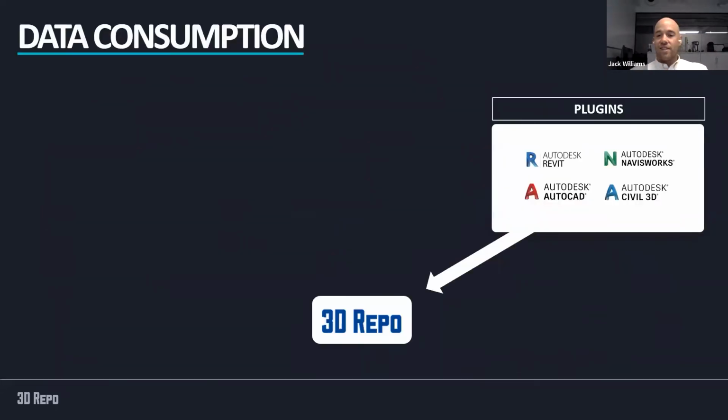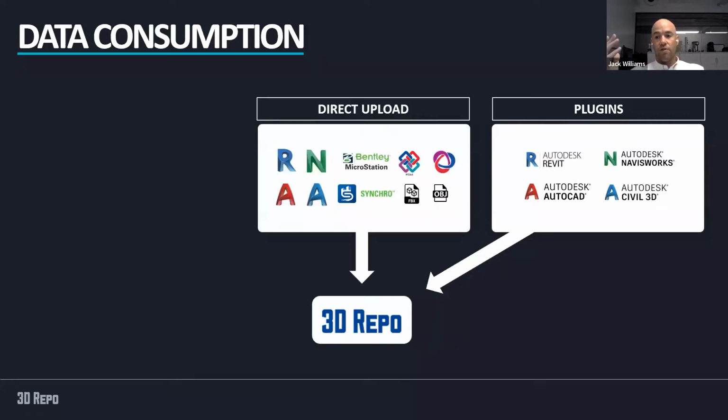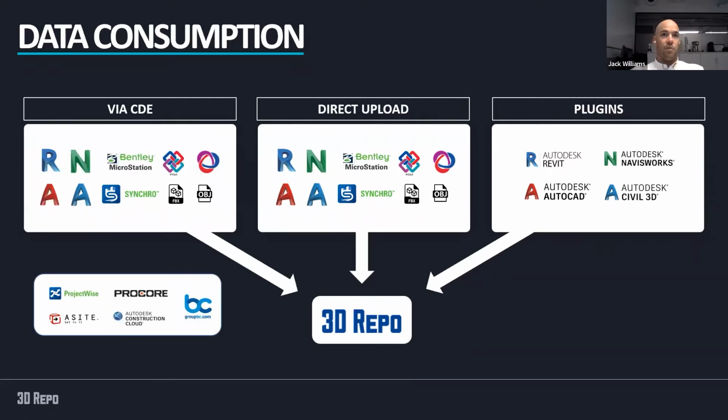Just a quick one around the data consumption. So how do you actually get your models into 3D Repo? There's a few different ways you can do that. The first way can be via a plugin. So we offer plugins for Revit, AutoCAD, Navisworks, Civil 3D. You can push your models directly into 3D Repo through those plugins. You can direct upload to the platform. So these are some of the various file formats that we're compatible with. And then the most popular way, and which Big Group I think have loved, is via the common data environment. So completely automating the process of models coming from a CDE and then making them readily available in 3D Repo, ensuring that you're working off the latest revisions.